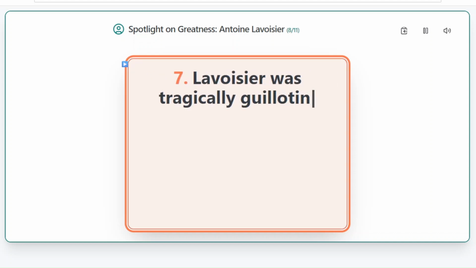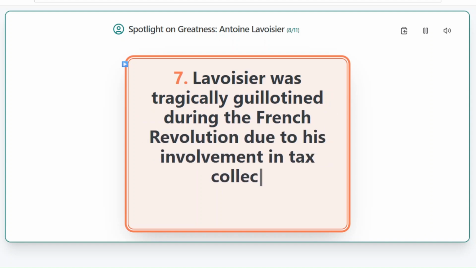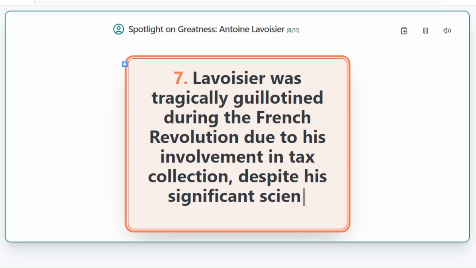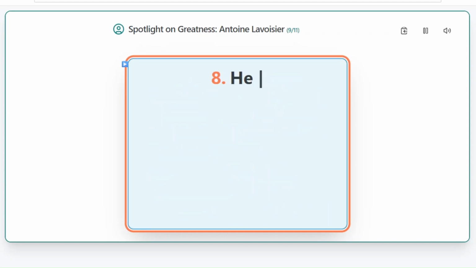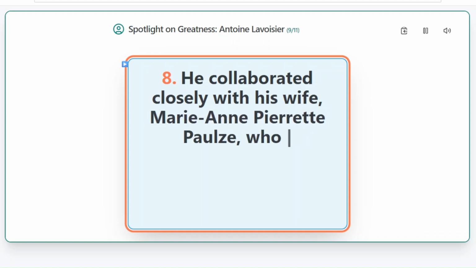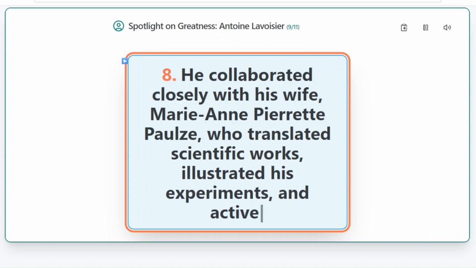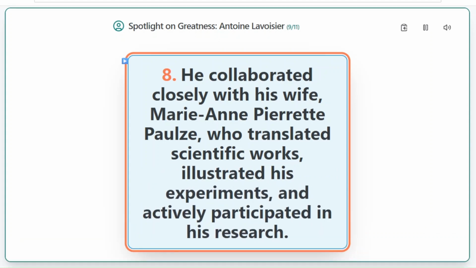Lavoisier was tragically guillotined during the French Revolution due to his involvement in tax collection, despite his significant scientific contributions. He collaborated closely with his wife, Marie-Anne Pierrette Paulze, who translated scientific works, illustrated his experiments, and actively participated in his research.